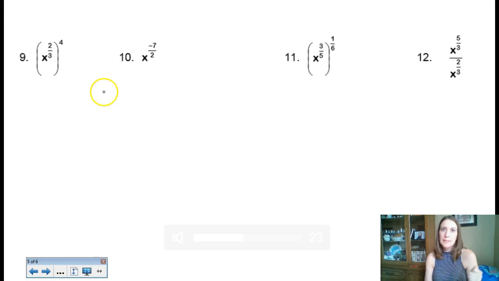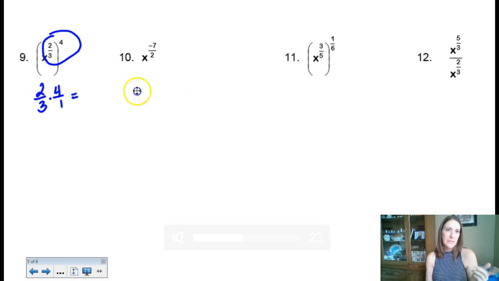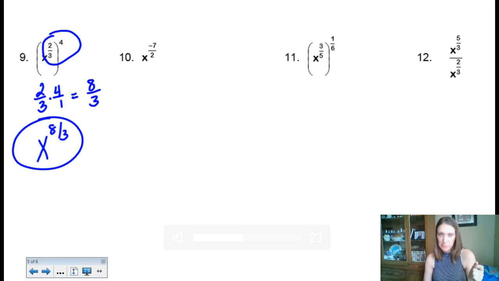It always kind of boggles my mind when kids feel like this is different, because it's not. All right, 2/3 times 4 is going to be my new exponent. It doesn't look like anything cross cancels, but if I multiply across the numerator and denominator, I get a new exponent of 8/3. So x to the 8/3 power is the answer I'm looking for.